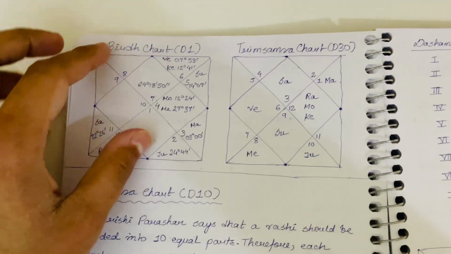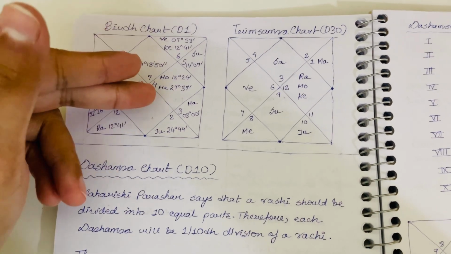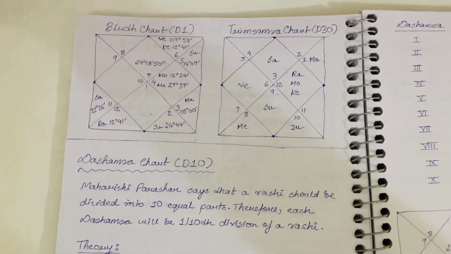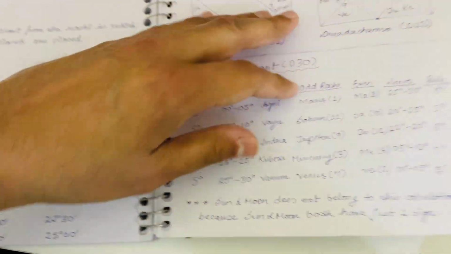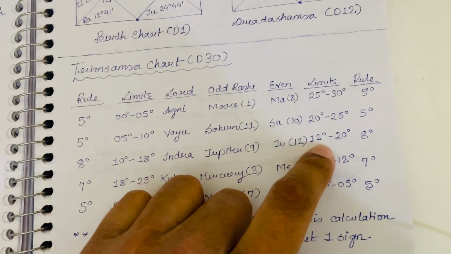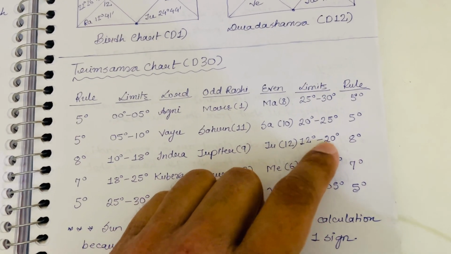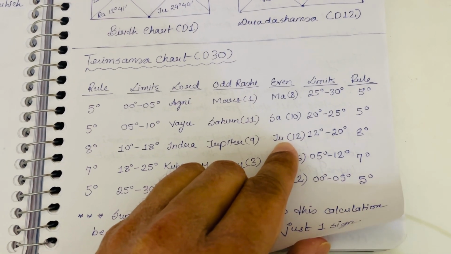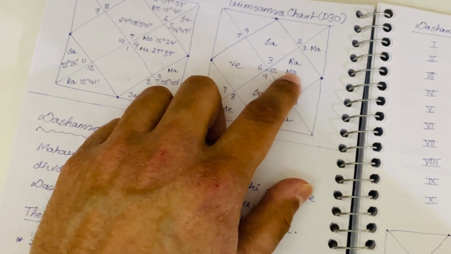Now let's look at Moon. Moon and Mercury are both in the even sign of Cancer, so we are going to look at the even part of the Trimsamsa table that you can see over here. The longitude of Moon is 12 degrees 24 minutes. That falls in this particular limit of the Trimsamsa of the even signs, so it is ruled by Pisces. So Moon will go to the sign of Pisces, right?